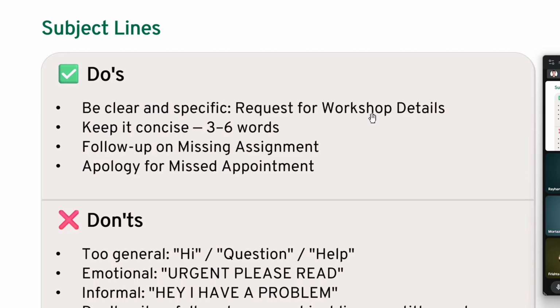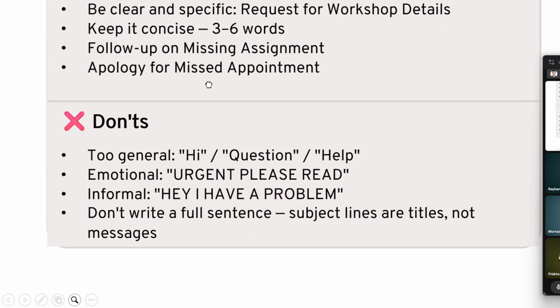It is a clear subject line. And keep it concise. It simply means the subject line should not be too long. If you write a complete sentence with, for example, 15 to 20 words, it is not a subject line. It is not concise. So the subject line should remain very concise, between 3 to 6 words, not longer than that. So the next is follow up on missing assignment, for example, or apology for missed appointment. So we have these ones.